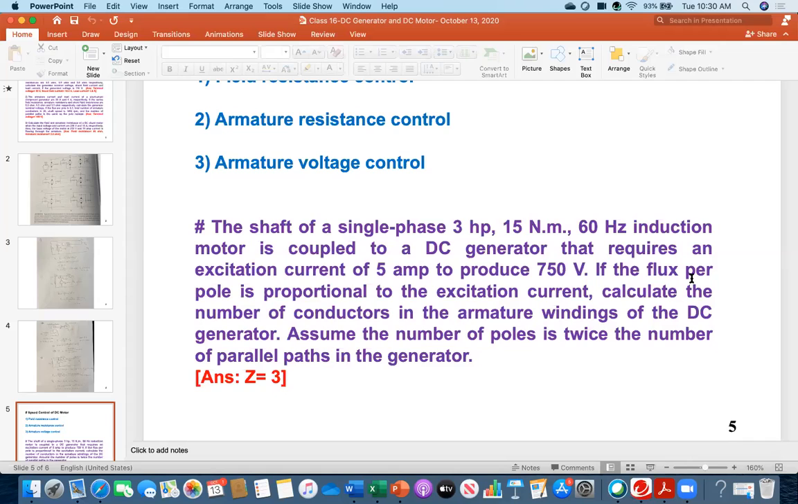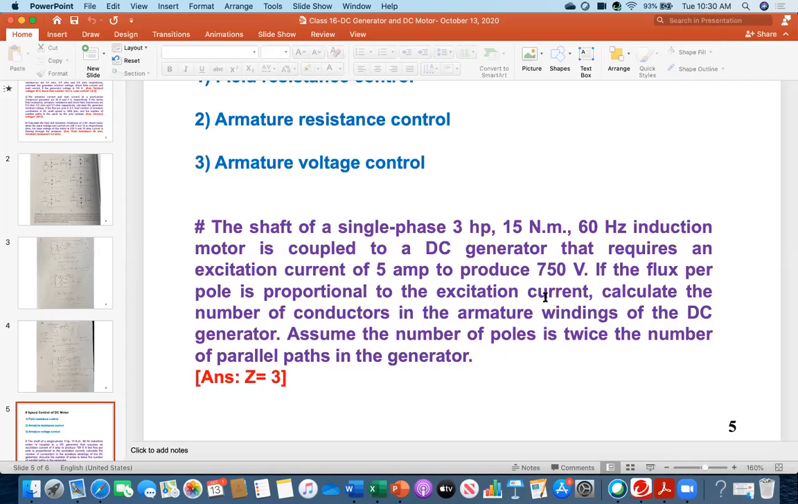So see here, the flux value is not directly given. It says from the last portion of the third line, if the flux per pole is proportional to the excitation current. And then in the previous line it says excitation current of 5 ampere. So this means you can say that flux is proportional to that 5. And then I assume that proportionality constant is 1. Accordingly, your flux phi value will be just 5 webers. And then you all calculate.